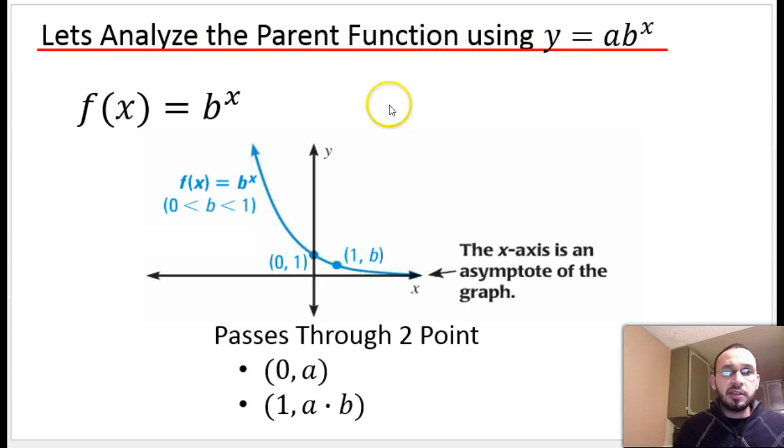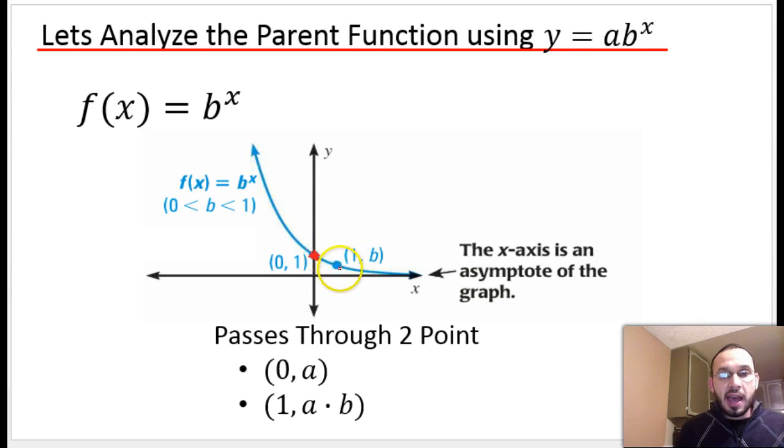Here is the parent function for our decay model. Similar to our growth model, it's going to be this little curve, or what I like to think of as the other side of my half pipe. When we graphed our exponential growth, we had a curve that went up this way, and now we have a curve that goes the other way. So I like to think of it as the other half of my half pipe. Two very important points again that we have to notice is our y-intercept.